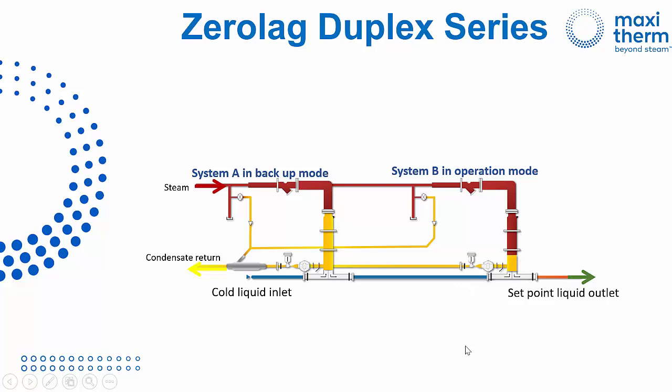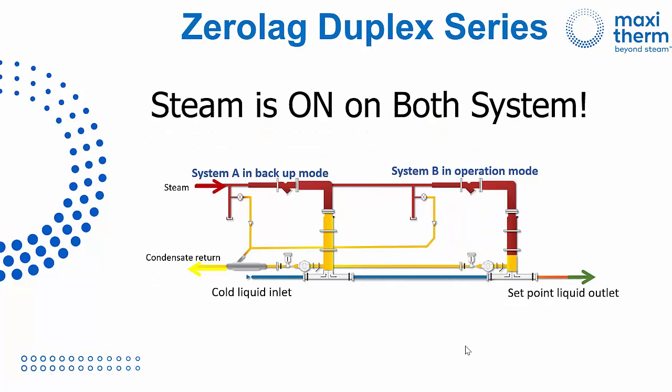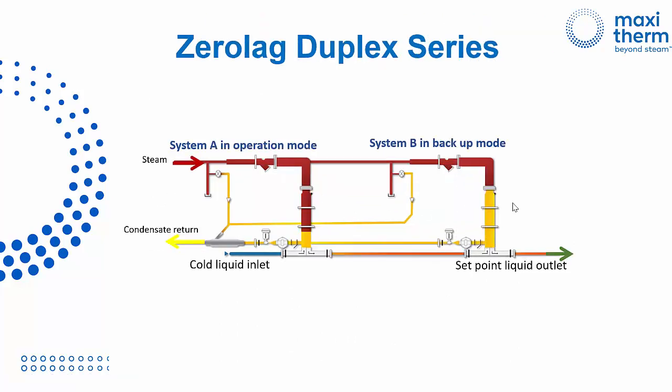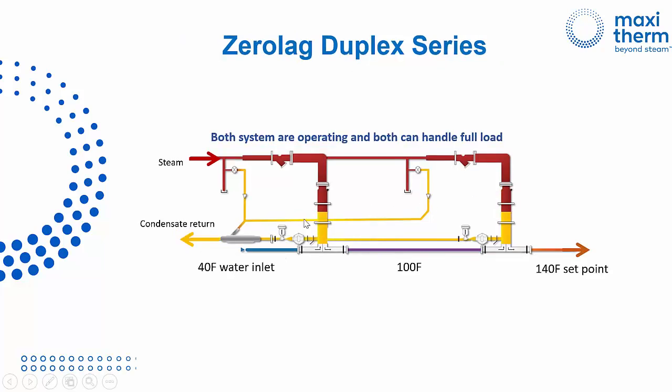The beauty of this design is this: steam is on both systems. Steam is right here waiting to get in. So if something goes wrong on B, a high temperature alarm or whatsoever, A is already up and running. No downtime whatsoever. We can do maybe a first set point here, a second set point there, keeping those two running all the time, but they're both selected for 100% load, and they're a backup of each other.